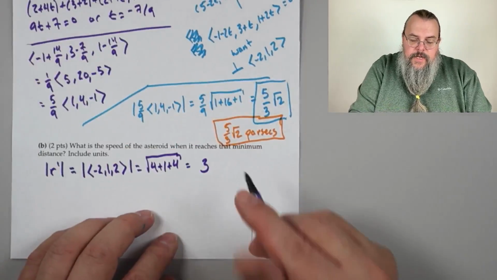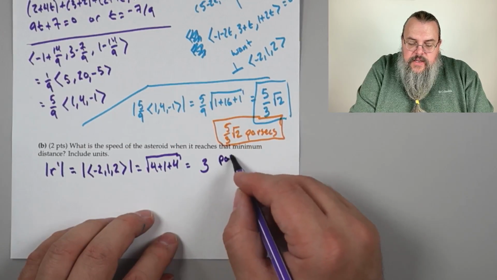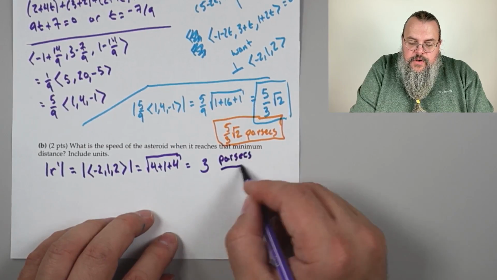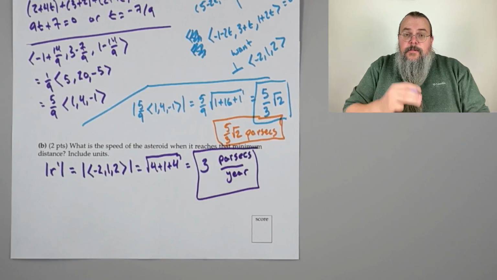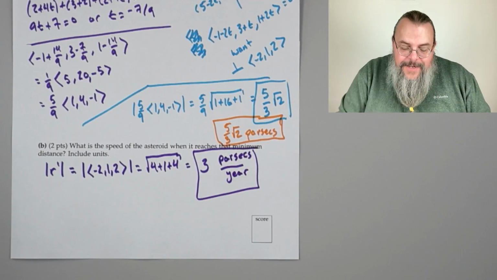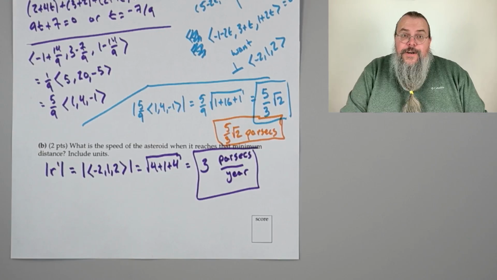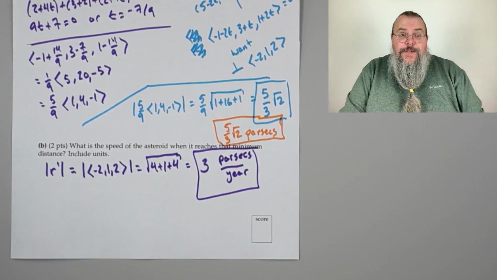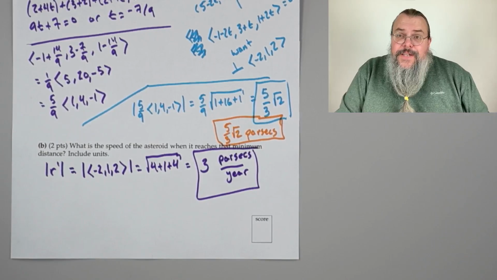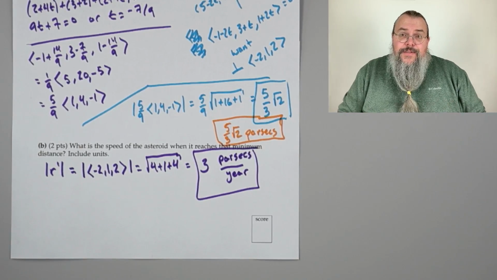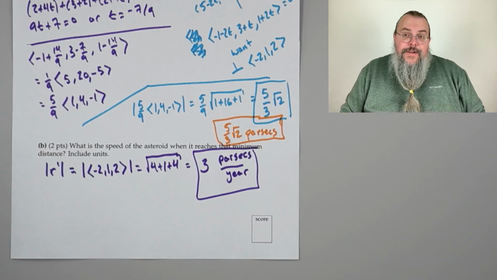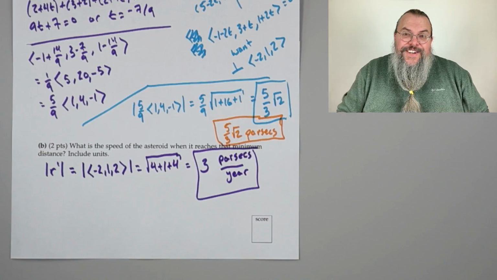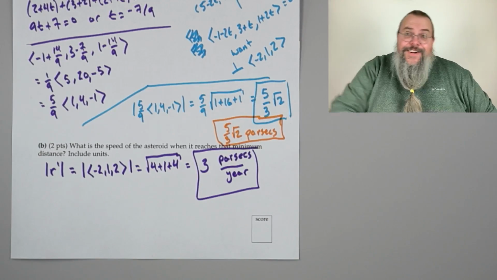So we're going to have 3 parsecs per year. And there we go. All right, good. That one turned out to be a little bit trickier than I was hoping, but we got through it. We should have at least one or two that make us a little nervous, right? We have to work a little bit. And well, I guess this is one of those one or two. All right, on to the next one.